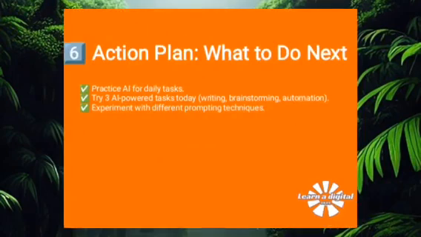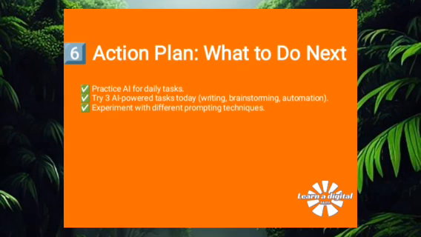So the next thing I want you to do is to practice AI for daily tasks. That is our action plan. Now you try 3 AI powered tasks today: writing, brainstorming, and automation. Experiment with different prompting techniques, okay? I don't want to take much of your time, but you can go on to practice, because all of the instruction you need in order to start practicing is here.